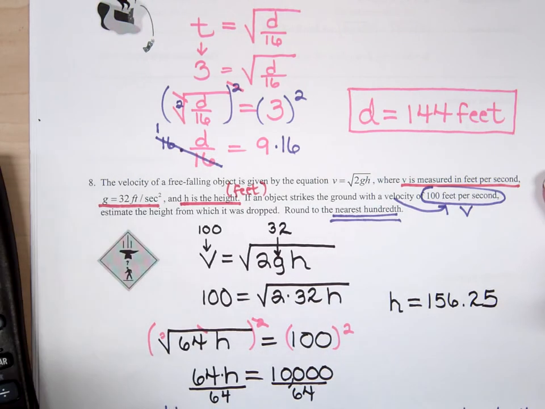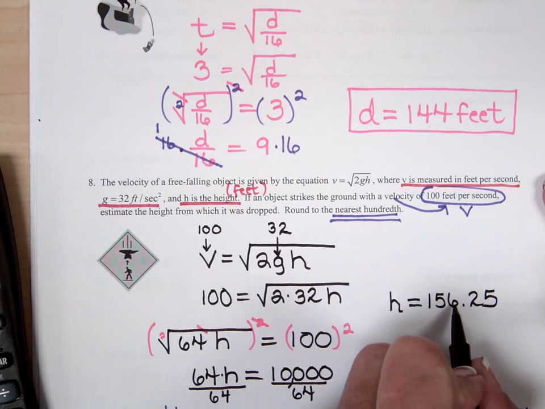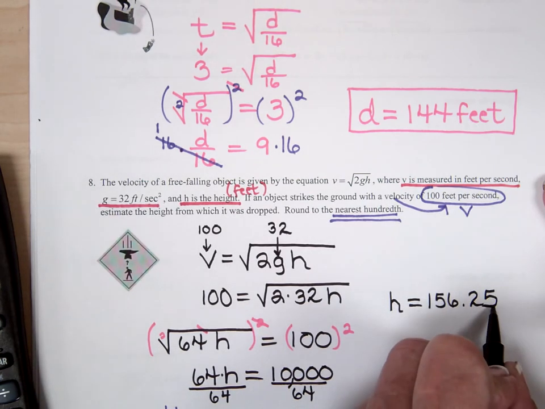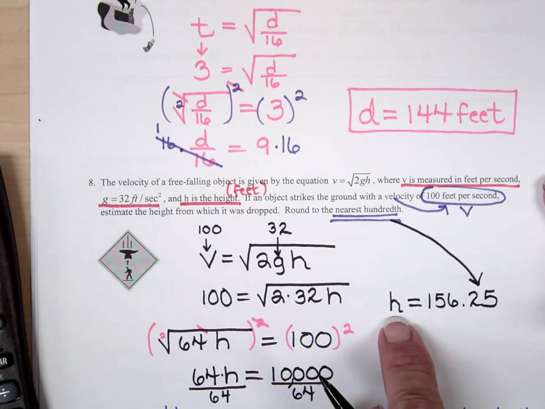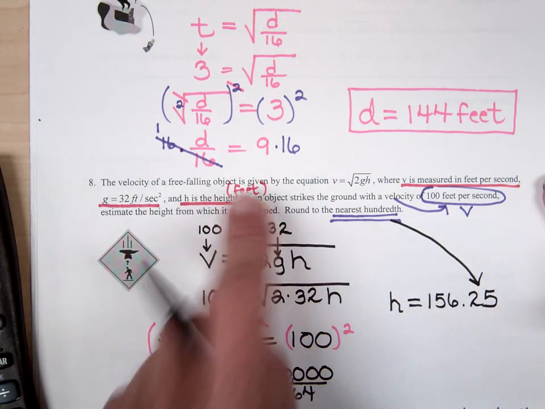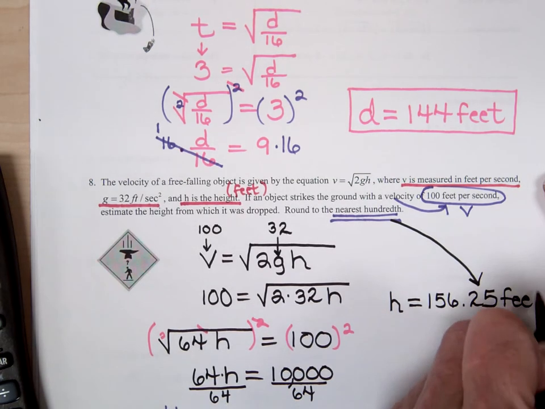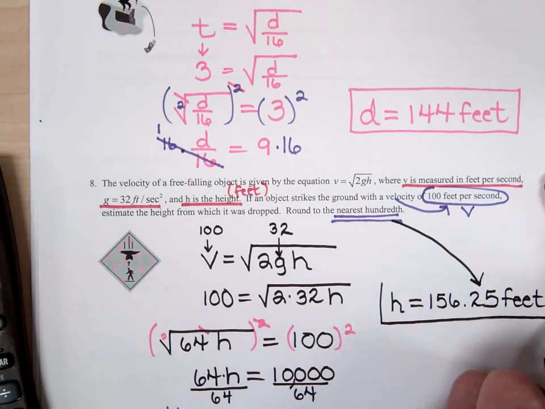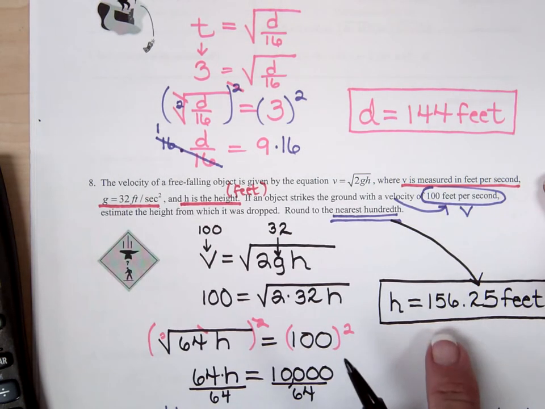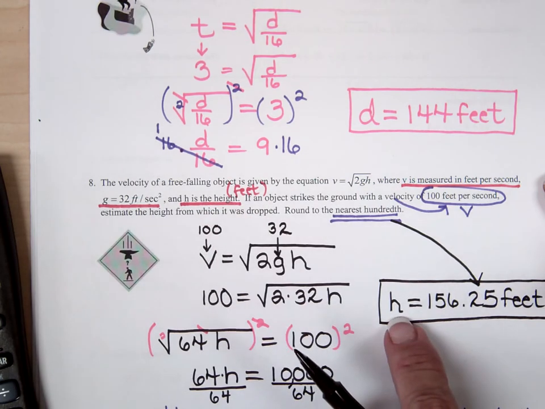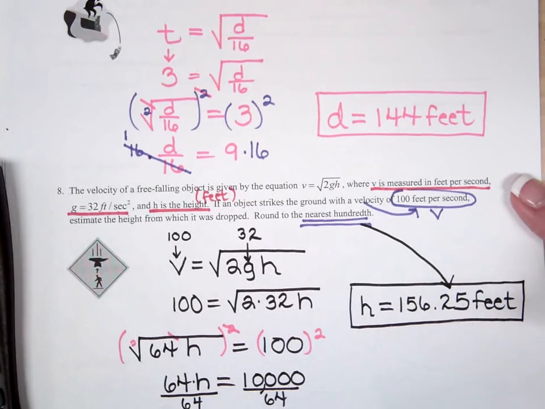Nearest hundredths. This is your ones place in front of the decimal. Tenths, hundredths. There's no number following my hundredths place, so it's already rounded. So this is an exact answer. I don't need to use squigglies. It's exactly what I got, and it's already rounded to the nearest hundredth. So no work needed except a label. H is height, and right up here we said H is height in feet. So estimate the height from which it was dropped. We would say the free-falling object was dropped from a height of 156.25 feet.